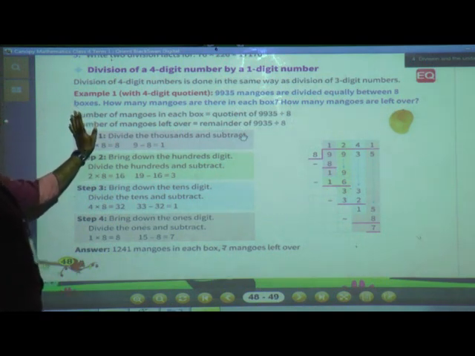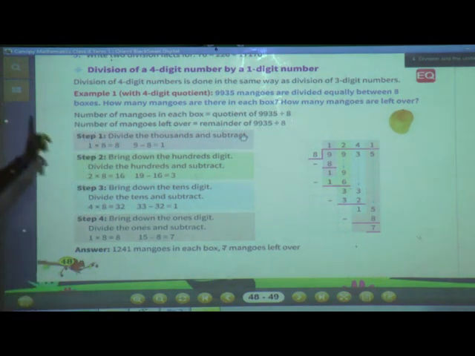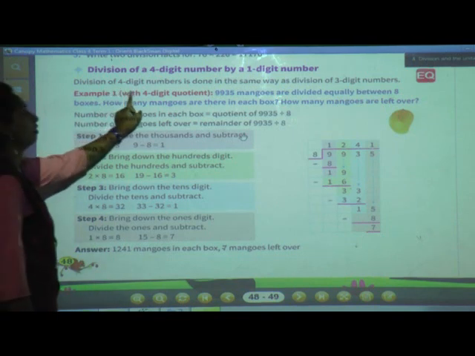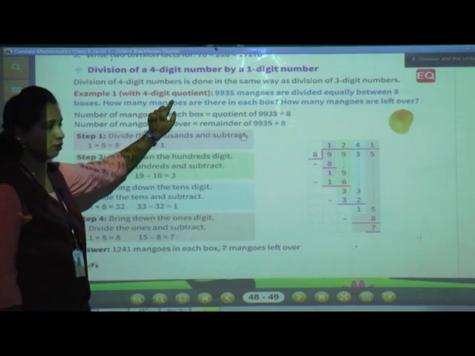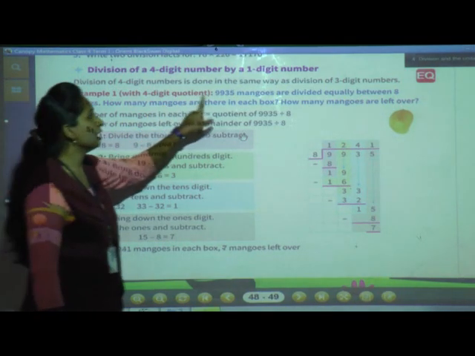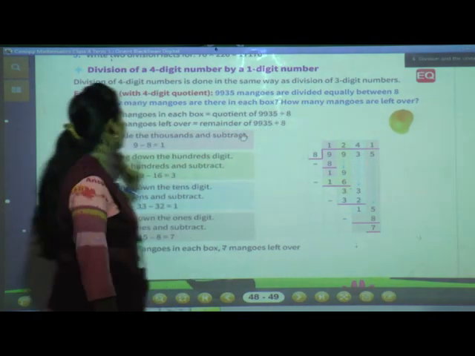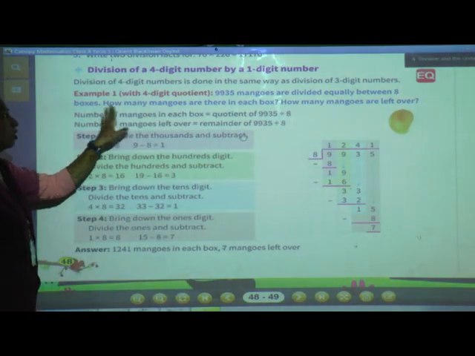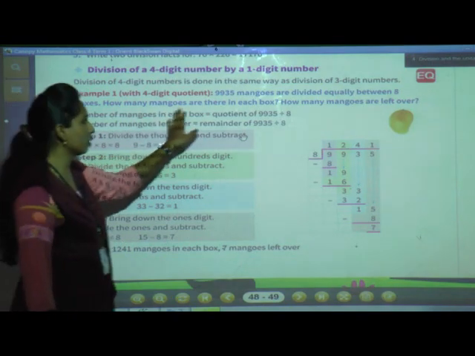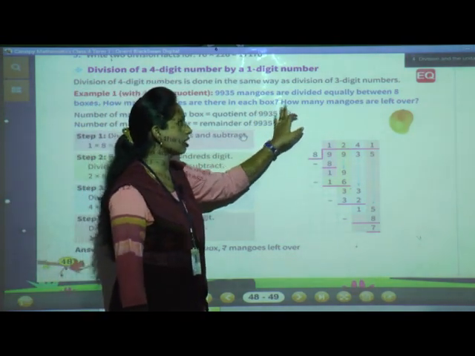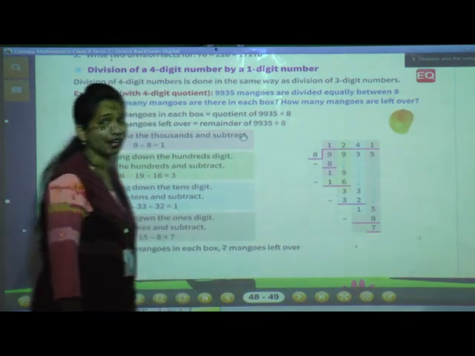In 3rd standard we have done the 3-digit number by 1-digit number division, but here we are going to study 4-digit number by 1-digit number. Okay, they had given one example with a 4-digit quotient also, meaning the answer. 9,935 mangoes are divided equally between 8 boxes. So how many mangoes are there in each box and how many mangoes are left over?